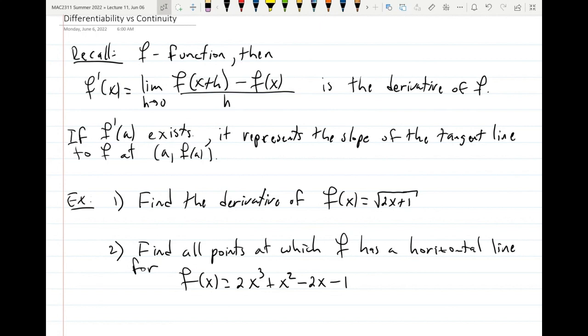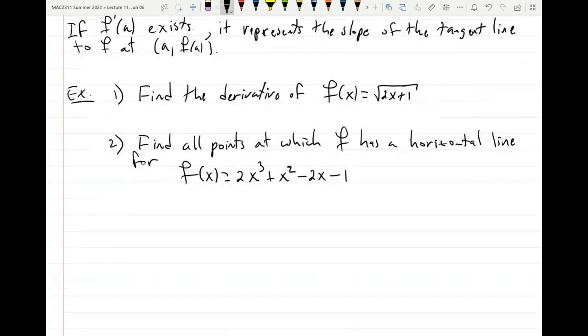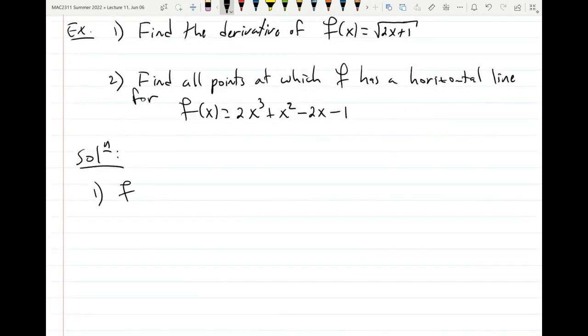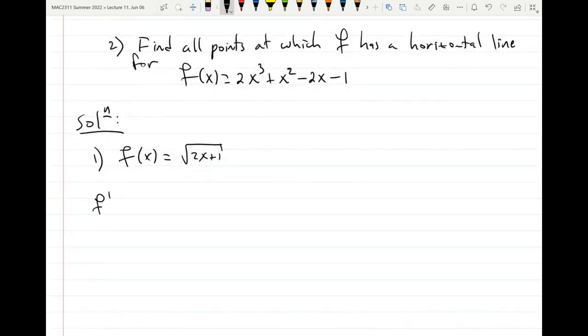Anybody has an answer for this one? Yes. What did you get? 1 over the square root of 2x plus 1. Very good. All right, so let's see. We have f of x, which is the square root of 2x plus 1. So let's start with the definition. Our job is to take the derivative.